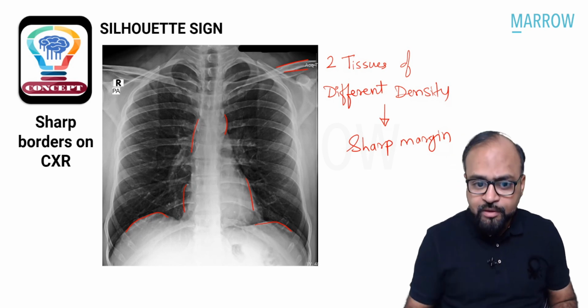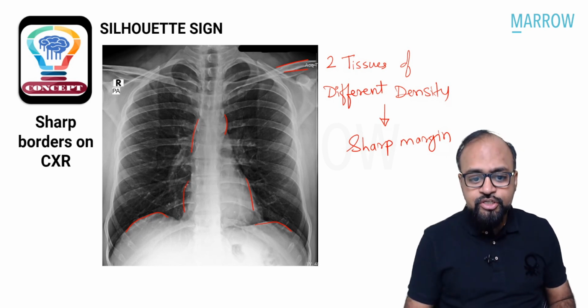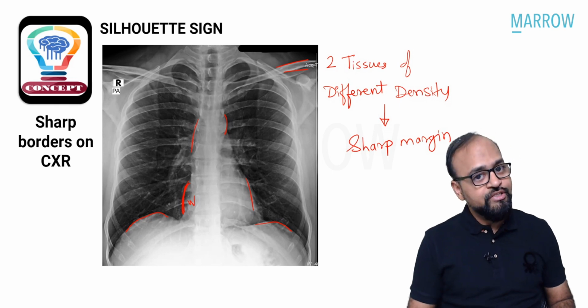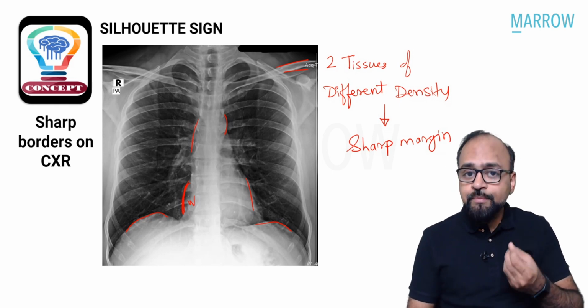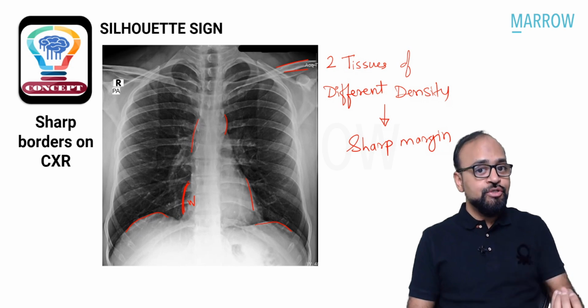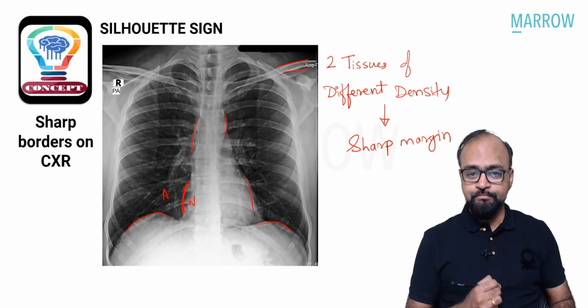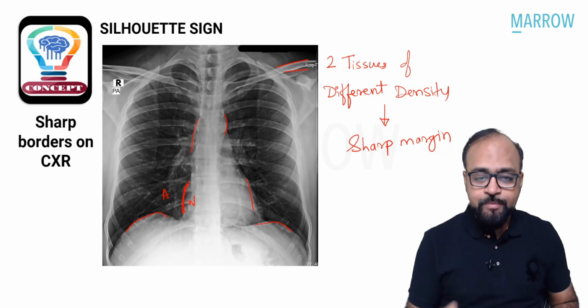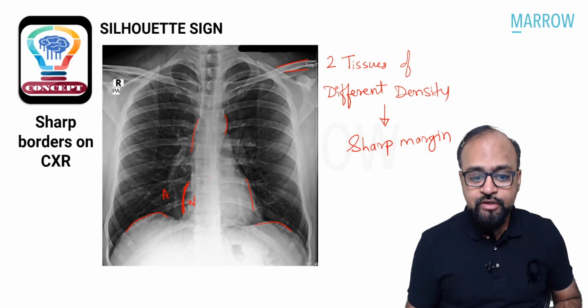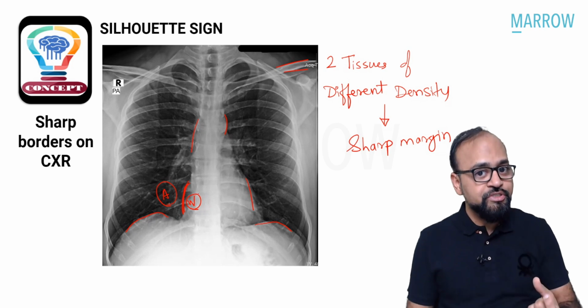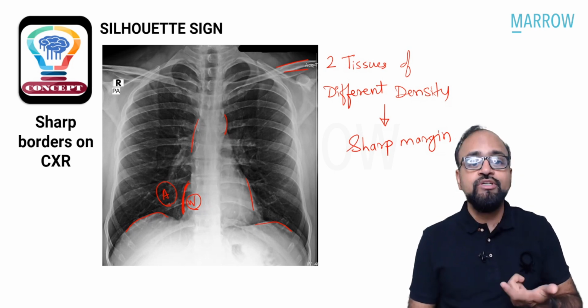Let us look at all the sharp margins that we see here. Now look at the sharp right heart border. What is the density of the heart? We just saw the density of the heart is water density. What density lies immediately adjacent to the heart in the right paracardiac area? It is the air density within the right middle lobe, that is the right paracardiac area, that is the part of the lung there. So when two tissues of different density, air density and water density, lie adjacent to each other, in between them we see a sharp margin.